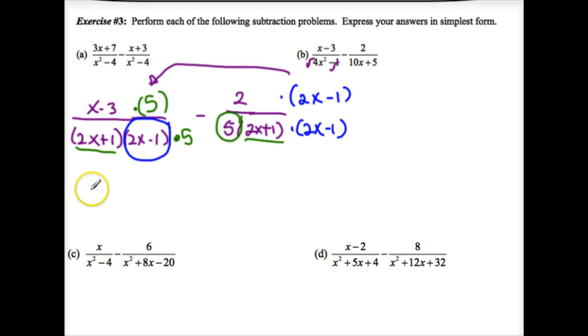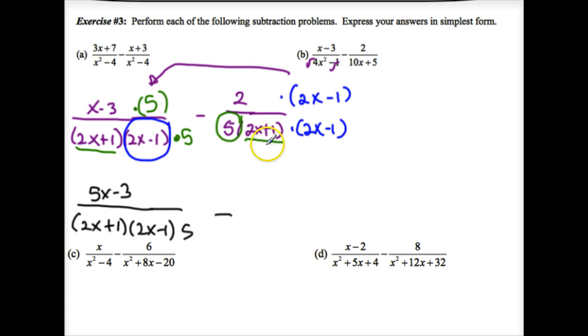Then what am I left with? This becomes 5x minus 3 over 2x plus 1, 2x minus 1, and then the 5. Take away, distribute that 2 over, I am left with 4x minus 2 over 2x plus 1, 2x minus 1, and the 5.